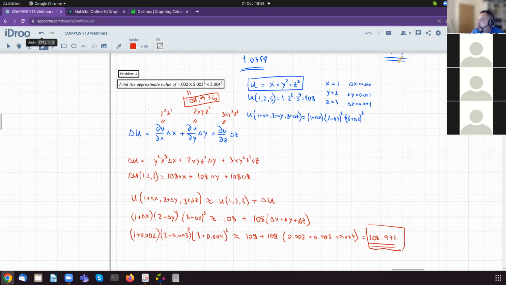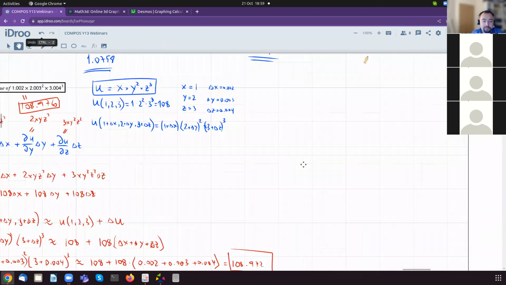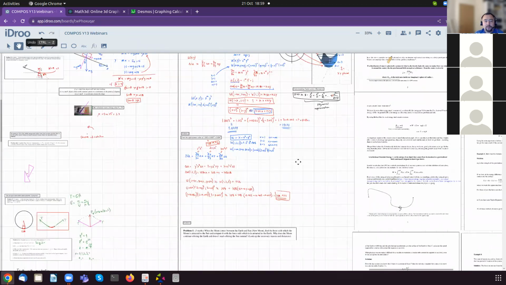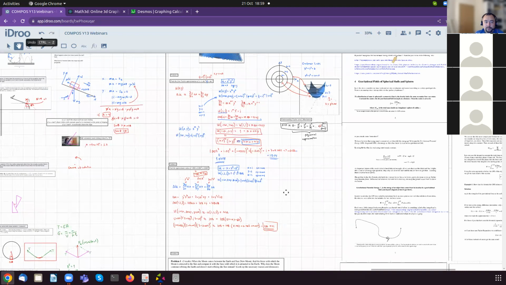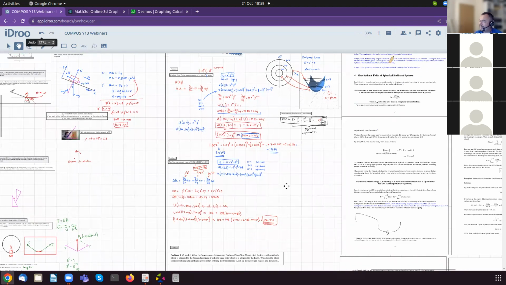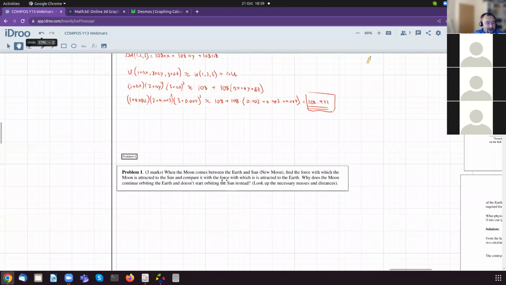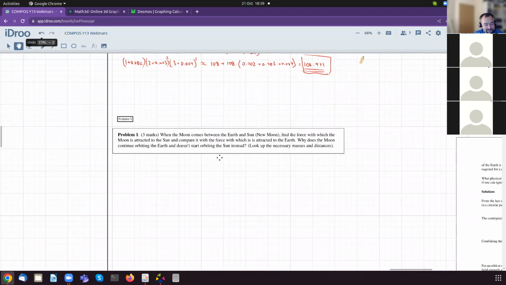The formula comes from, why is that delta u? Delta u is the change in u. So I hope that makes sense. Okay. Now this problem has a backstory to it.